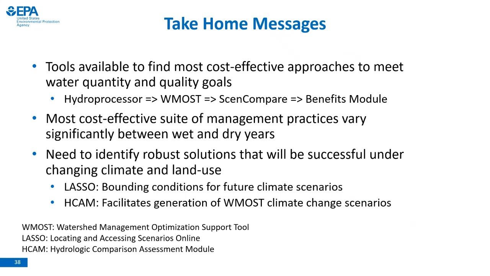So overall, we've developed a suite of tools to find the most cost-effective approaches to meet both water quantity and quality goals, starting with the Hydroprocessor to provide inputs to WMOST, ScenCompare to make comparisons across multiple WMOST runs, and finally the benefit module to look at benefits and co-benefits. We found consistently that the most cost-effective suite of practices vary between wet and dry years, so we need to identify robust solutions that will be successful under changing climate and land use conditions.